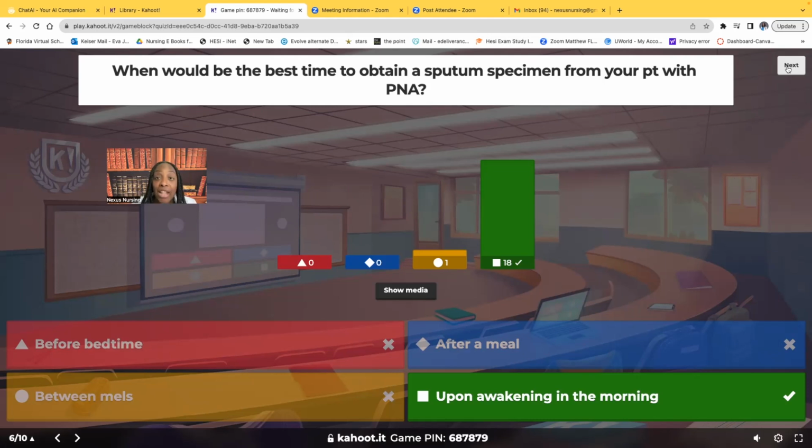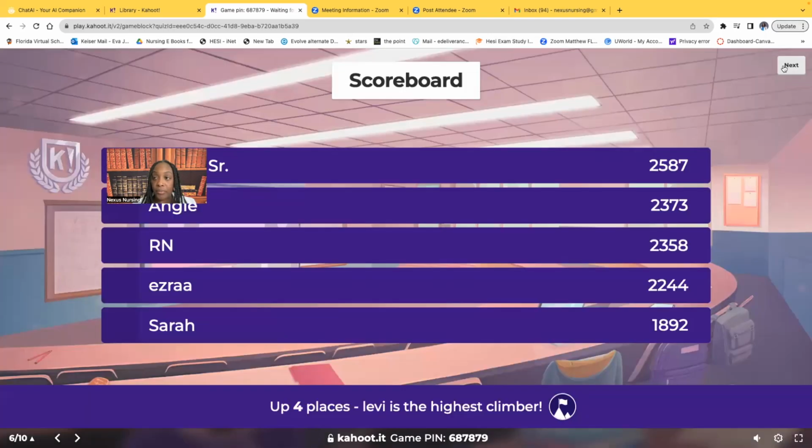So they're going to have the energy to cough up those secretions. Remember, when you're trying to collect a sputum specimen, you're going to teach them not to spit. You don't want those secretions from the oral cavity, from the mouth. You want the secretions from the respiratory tract. So you're going to teach the patient to cough it up, because that's the type of fluid that you want. Okay. So it's correct in the morning, when they wake up, before they eat anything, before they have anything in their mouth, that's when you want to get it.